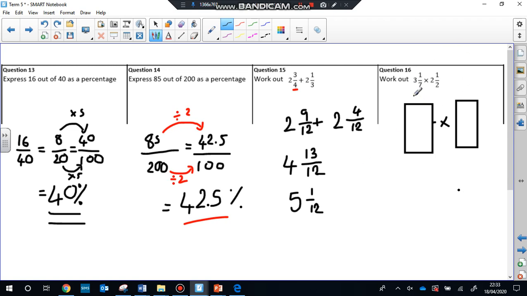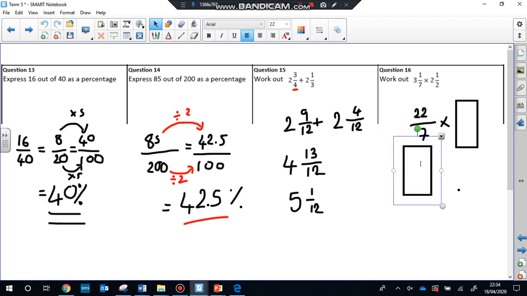Here we're multiplying mixed numbers, and multiplying and dividing mixed numbers you have to have as top-heavy fractions. It's very difficult to do it as a mixed number. So the first thing we're going to do is turn 3 1/7 into a top-heavy fraction. So 3 wholes, if I was cutting each of those wholes into 7 pieces, I would have a total of 21/7. And then I've got this extra 1/7 here, which gives me 22/7.